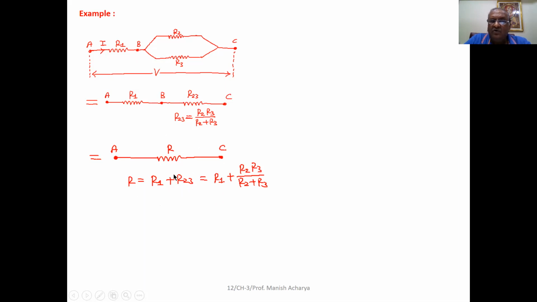Now substitute the value of R23. So we can write R1 plus R2 R3 upon R2 plus R3. Now current in the circuit I is equal to V upon R equivalent. So V by R is equal to V by R1 plus R2 R3 upon R2 plus R3. So in this way, we can simplify the circuit. Clear to all of you?